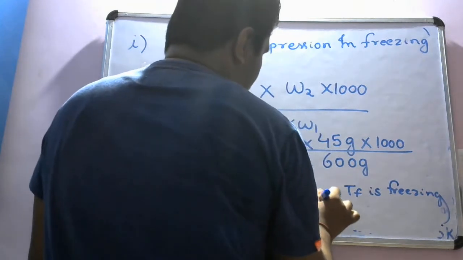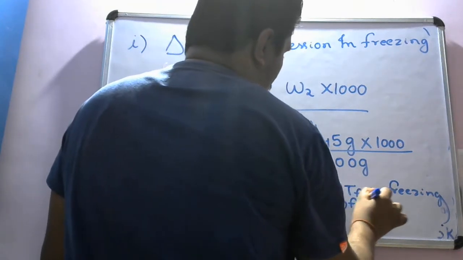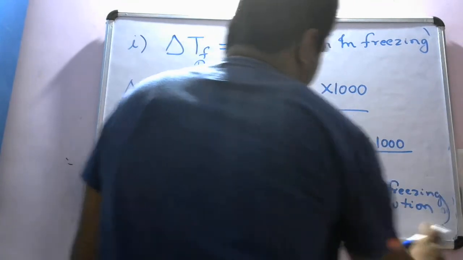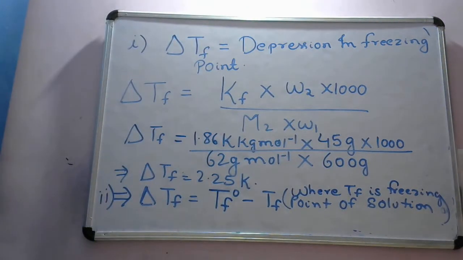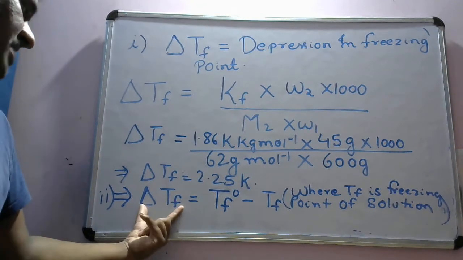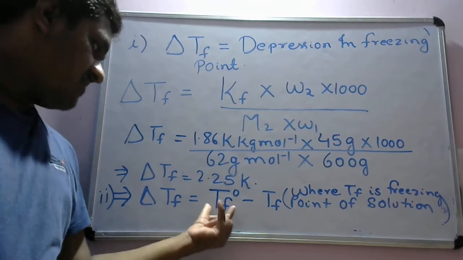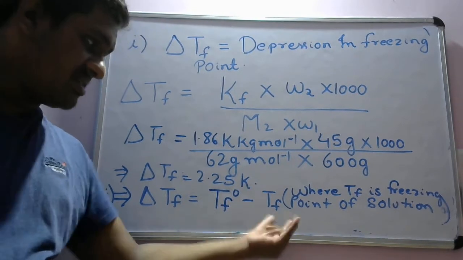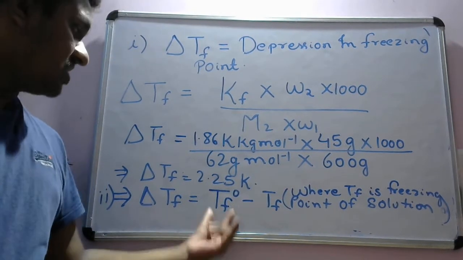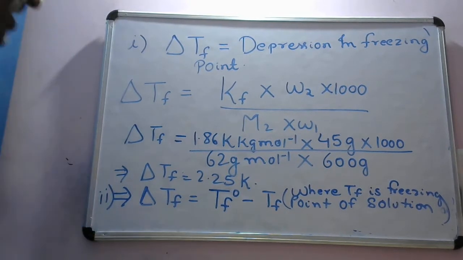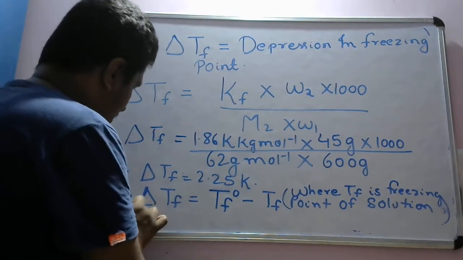You will write in a separate line of solution. TF is the freezing point of solution, and that we have to calculate in the second bit. The depression in freezing point means how much the freezing point has decreased. Always the solvent freezing point is greater than the solution freezing point. So TF naught, solvent freezing point, is greater than TF. That is why we have written TF naught minus TF.